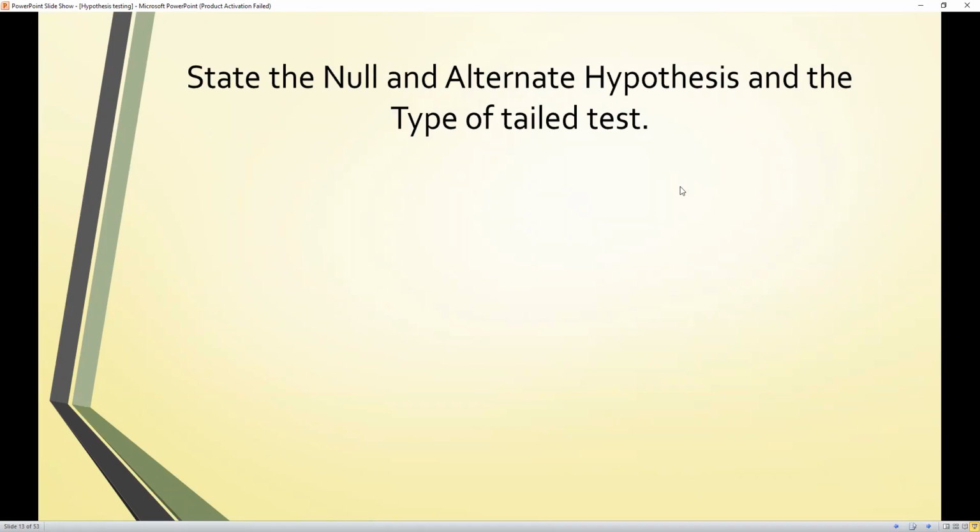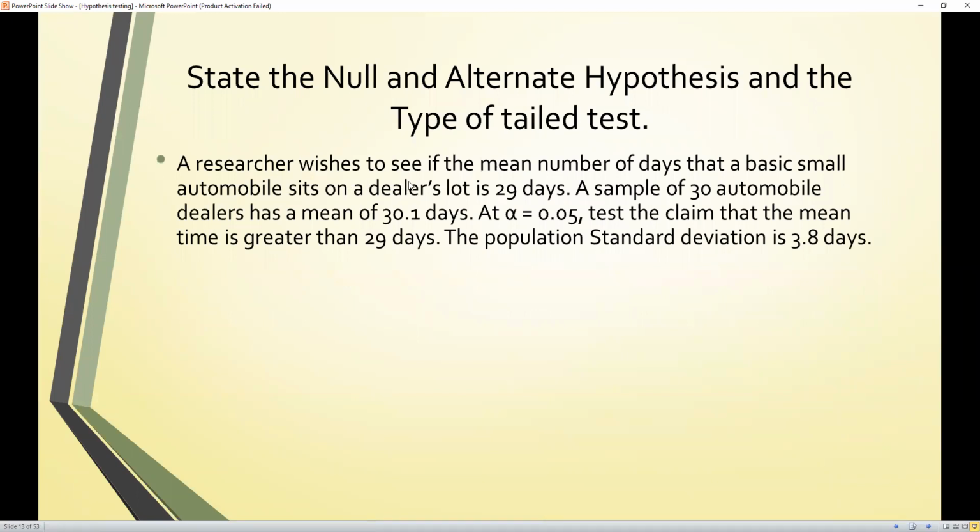So we have here practice exercises. A researcher wishes to see if the mean number of days that a basic small automobile sits on a dealer's lot is 29 days. A sample of 30 automobile dealers has a mean of 30.1 days. At an alpha of 0.05, test the claim that the mean time is greater than 29 days. The population standard deviation is 3.8 days. As you can see, there are numbers given here that we haven't used yet, because at first, we need to understand how to write our null and alternate hypotheses and determine the type of tail tests.